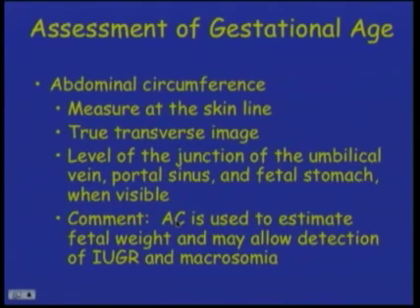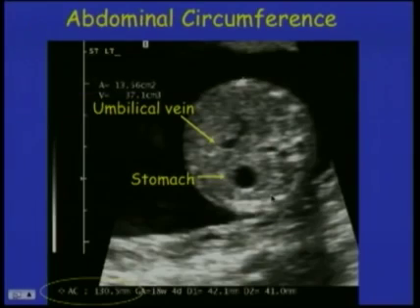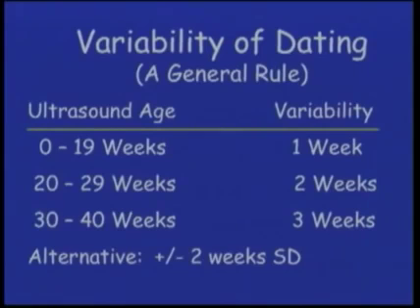We also look at the abdominal circumference for assessment of gestational age, measuring at the skin line. It's important to get a true transverse image at the level of the junction of the umbilical vein, portal sinus, and fetal stomach when present. This abdominal circumference is used to estimate fetal weight, and it may allow detection of IUGR and macrosomia, and this is the level we like to take it with the stomach and the hockey stick or the umbilical vein coming in. It's very important to look and see where these calipers are put, particularly in the third trimester, as it's really easy to underestimate the size of the abdomen if you're not careful.